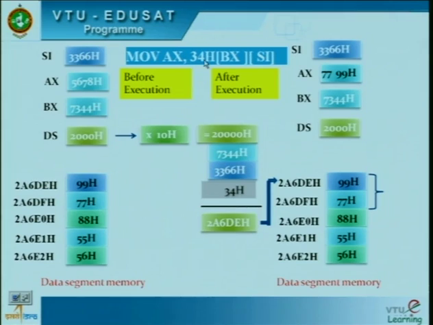Now, after execution of this instruction, what is the content of AX? The content of AX is 7799H. My dear students, if you carefully observe these two memory locations, the content of the lower address, 2A6DE, goes and sits in the lower byte of the destination register. The content of the higher address, that is 2A6DF in this case, which is 77, goes and sits in the higher byte of the destination register, that is AH of AX in this particular case.